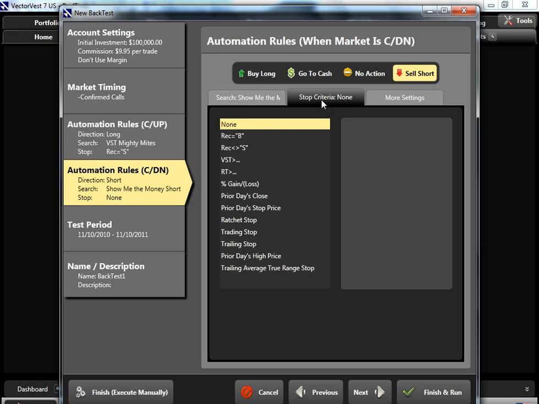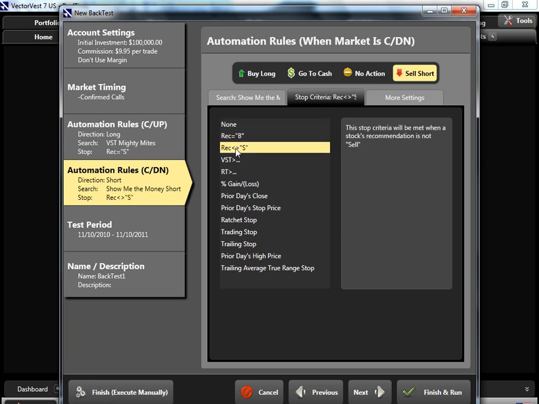Now for stop criteria, I have 6 go-to stop criteria combinations that I use, and I'll share them with you. First, I usually run rec equals sell, or in this case, rec is not a sell. Then I run gain-loss combinations: a 50 gain 20 loss, a 30 gain 10 loss, a 20 gain 10 loss, and then some trailing stops, a trailing 20 and a trailing 10.